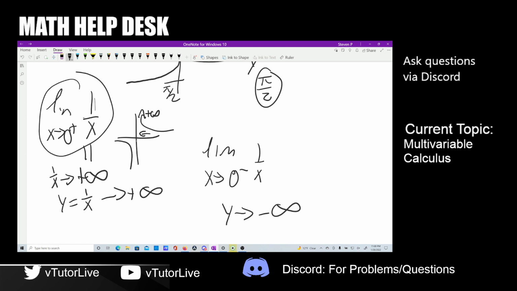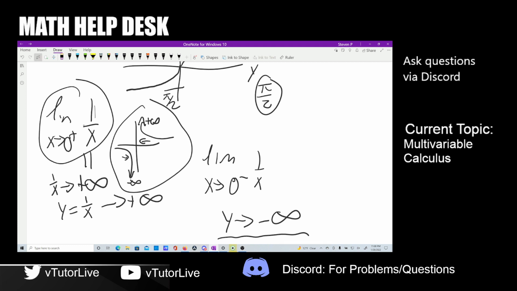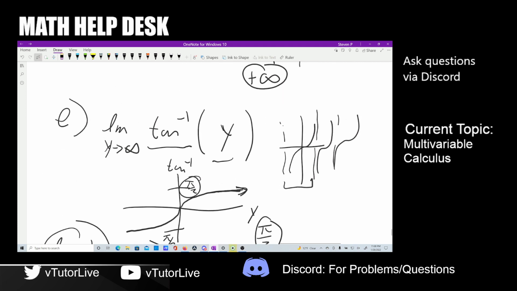Because 1 over x is this function right here. And if x was approaching 0 from the left, then this function is blowing up towards negative infinity, which is the justification for y going to negative infinity. Okay. Gosh, I hope that's not too much.